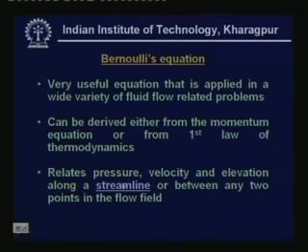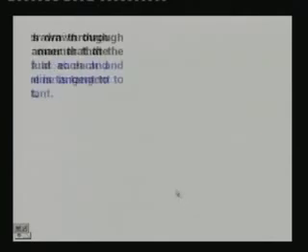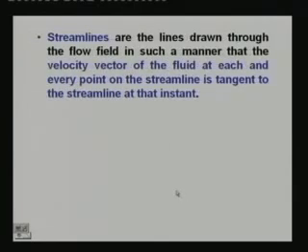Now I am sure that you have studied streamlines in fluid mechanics, but let me just give the definition of streamlines. Streamlines are lines drawn through the flow field in such a manner that the velocity vector of the fluid at each and every point on the streamline is tangent to the streamline at that instant. That means if you take a point on the streamline and draw a tangent, that gives the direction of the velocity of the fluid at that point. So this is the basic definition of a streamline.